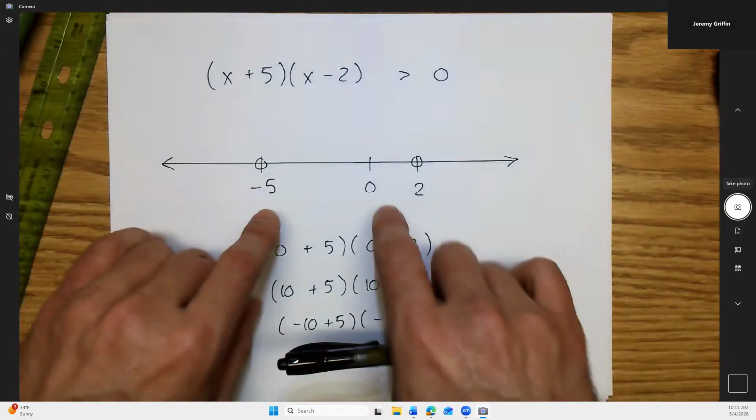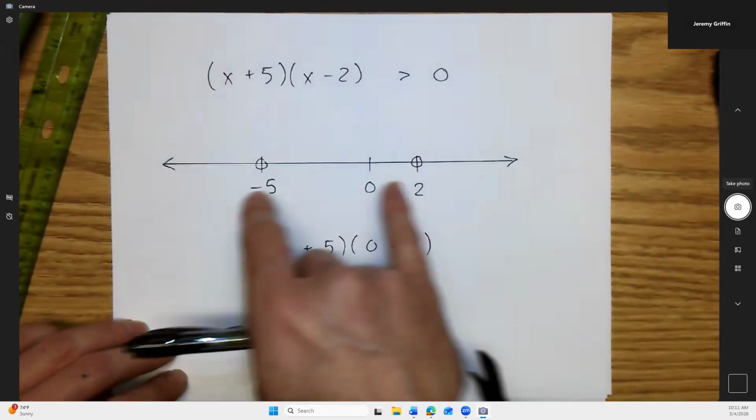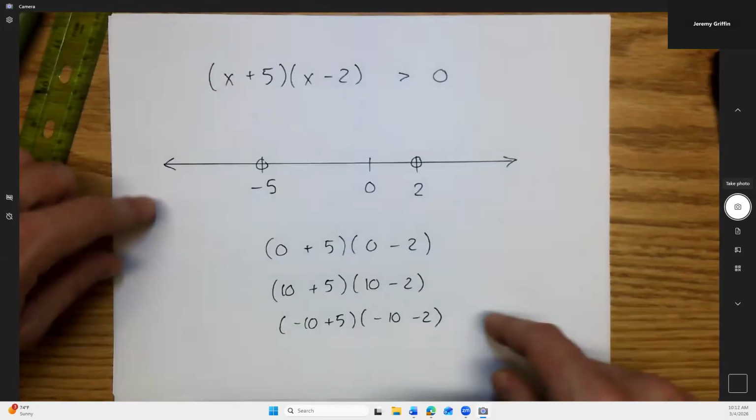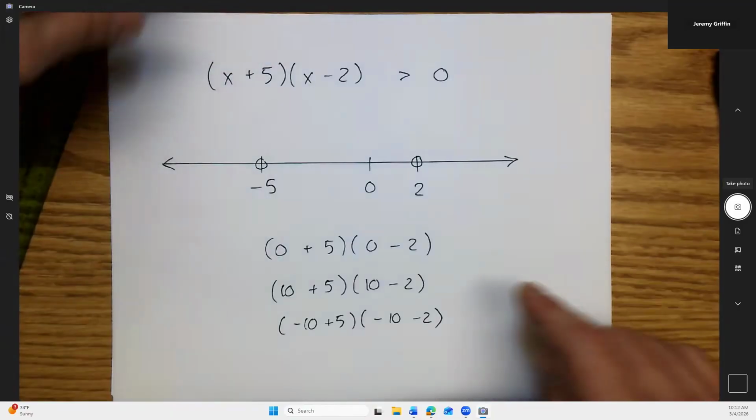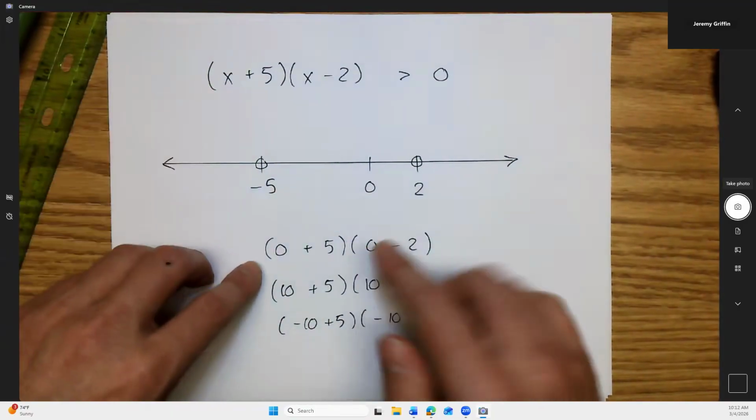Now I've split my number line into 3 sections. I'm going to pick a test point from each section and see if it works. Usually these alternate, unless one of these is squared or something. So let's pick 0 as a test point. I'll plug in 0 for x and we'll see what happens.